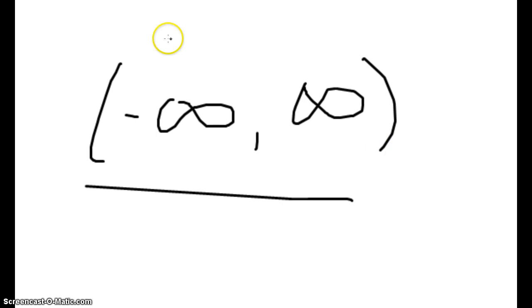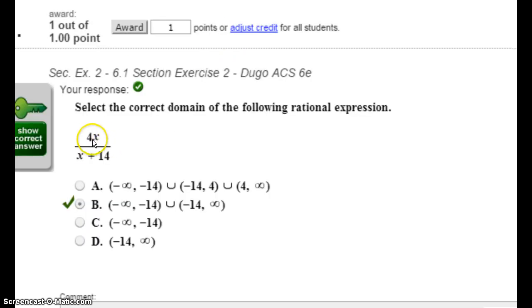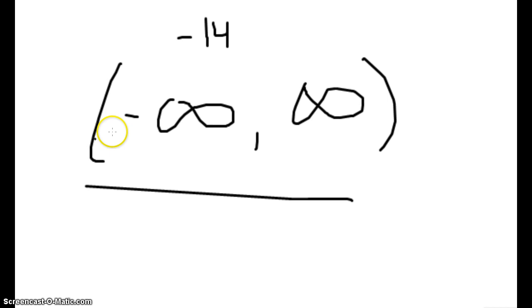But if we plug in a negative 14 into this problem, we would have negative 14 on top times 4, but then negative 14 plus 14 gives us division by 0, which is not allowed. So what we're going to do is say, well, every number works except negative 14.